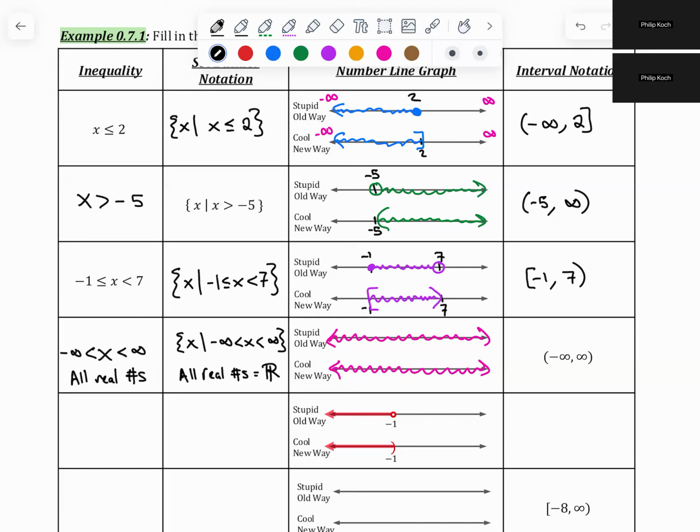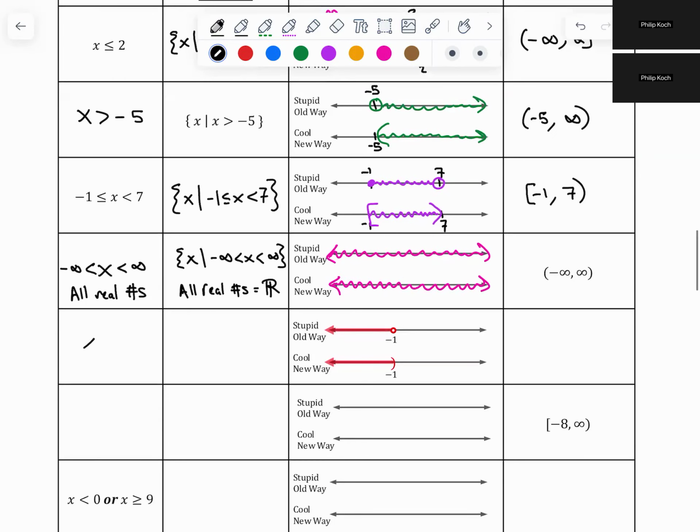All right. Any questions so far? So what's the inequality for the next one? X is less than -1. That's right. X is strictly less than -1. So the set builder notation would be the set of all x such that x is less than -1.